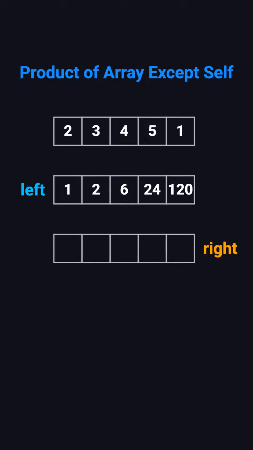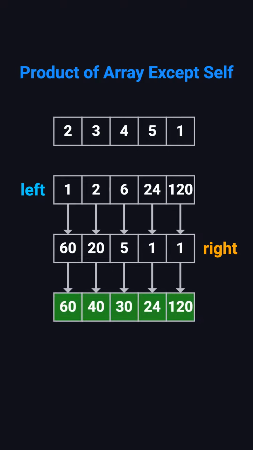Next, we build a right array, also called the suffix product array, but this time from right to left. The rule is similar. Each entry equals the next product times the next number. At the last position, there's nothing on the right, so we put 1. At the second to last position, it's the next product 1 times the next number 1, which is still 1. Keep going forward, and you can fill out the right array. Finally, multiply the left and right arrays element by element, and you get the final result.